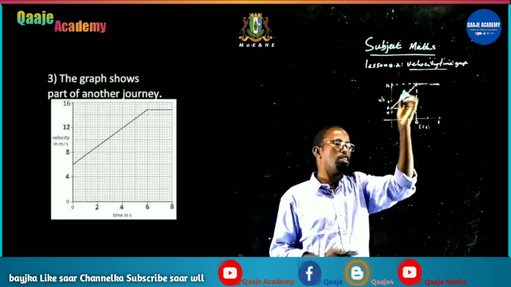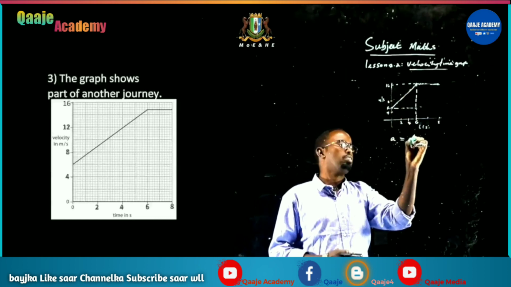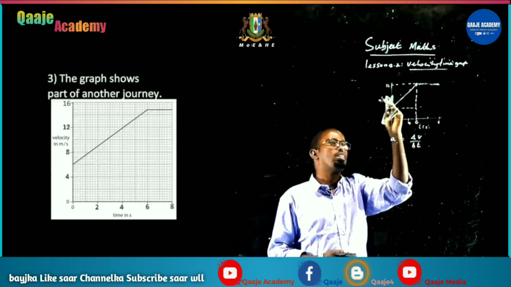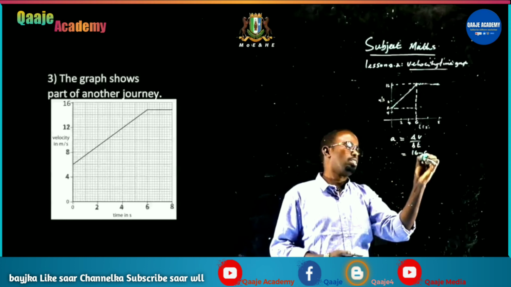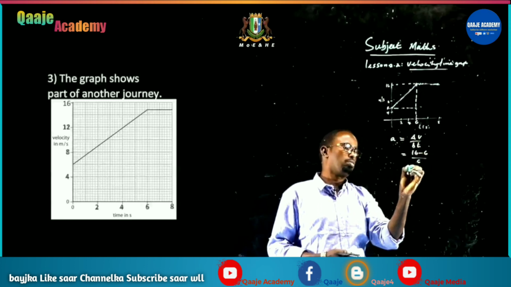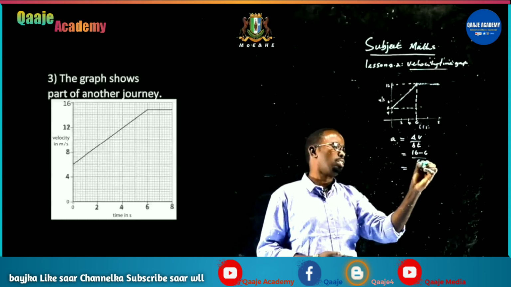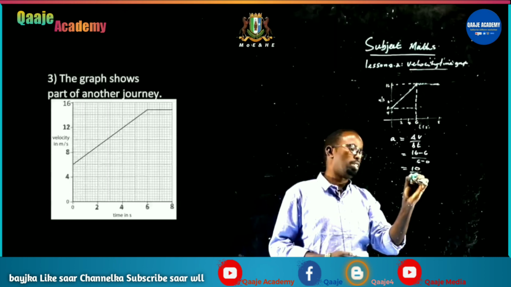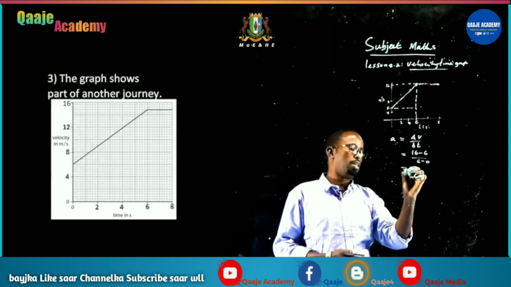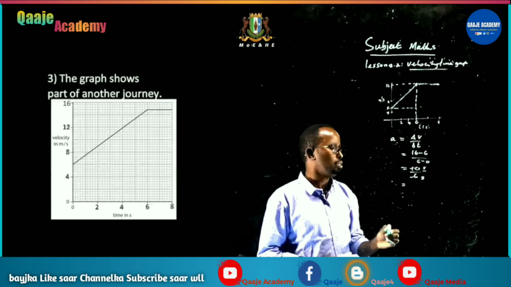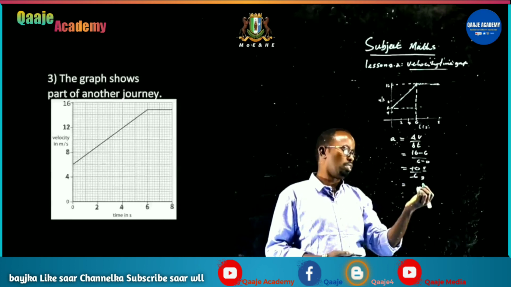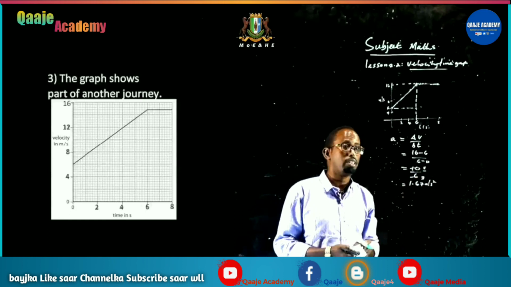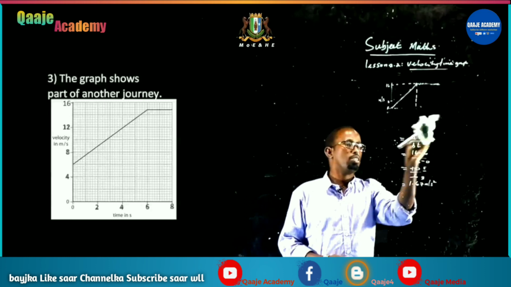Up to there. So acceleration is equal to dv divided by dt. For dv, we have 6 and 16. Change in time is also 6 minus 0, and 16 minus 6 is 10. 10 divided by 6, this will be equal to 1.67 meters per second squared.